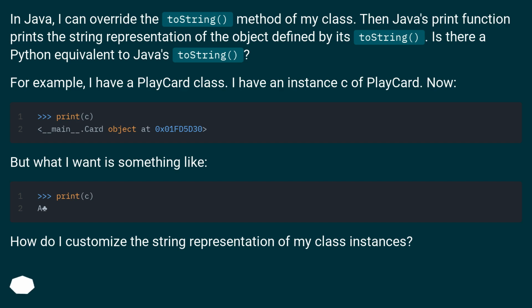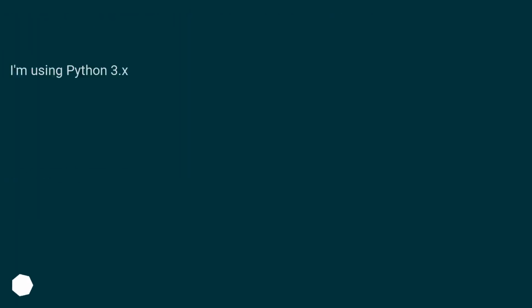For example, I have a playCard class. I have an instance C of playCard. Now, but what I want is something like, how do I customize the string representation of my class instances? I'm using Python 3.x.